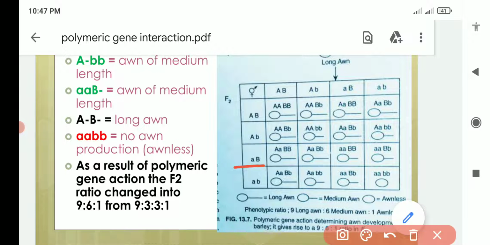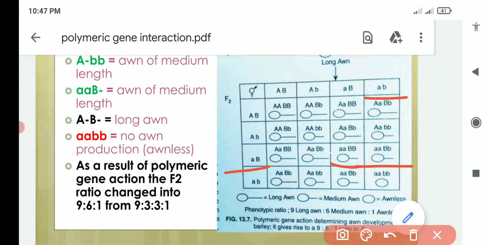When third gamete will cross with this first gamete, then we will observe long awn length. When this will cross with this, again we will observe long awn length. Okay, when this cross with this, we will observe the medium awn length. Now capital B is alone present with small a, so it will give us medium awn length. When this will cross with this, again we will observe the medium awn length.